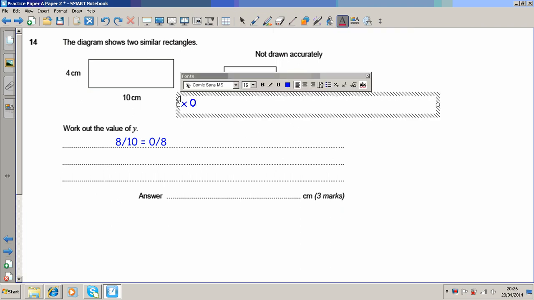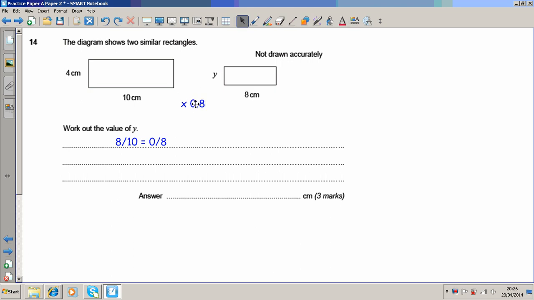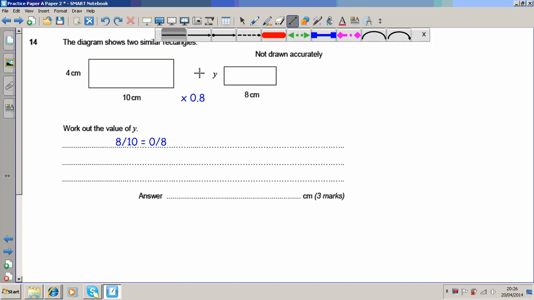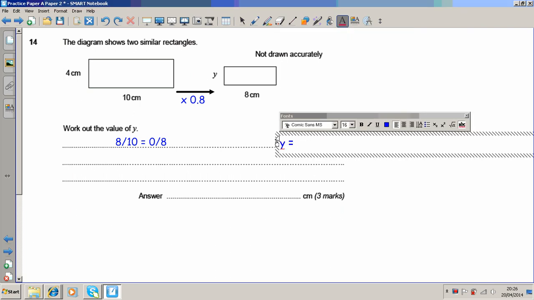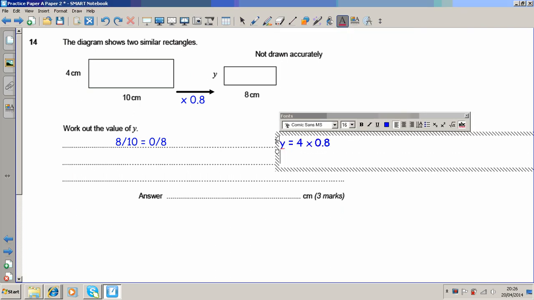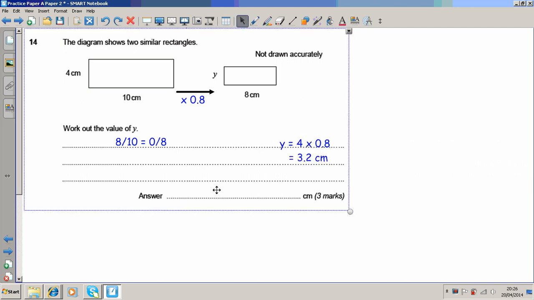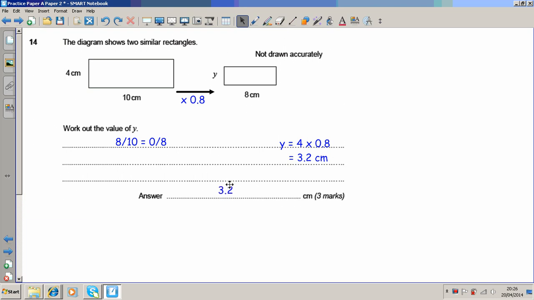if I times by 0.8, I can go from the bigger rectangle to the smaller rectangle, like so. So now I've done that, y is going to equal 4 times 0.8, which is 3.2 centimetres. There we go.